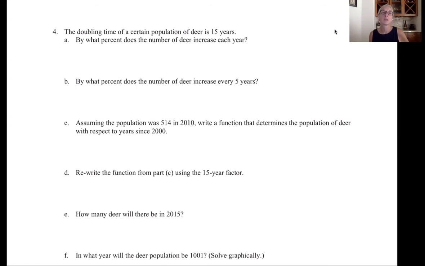So this problem works with doubling time, and it says the doubling time of a certain population of deer is 15 years. So that means every 15 years, no matter where we are, 15 years later, we will have twice as many deer as we had before. So let's see what that looks like.